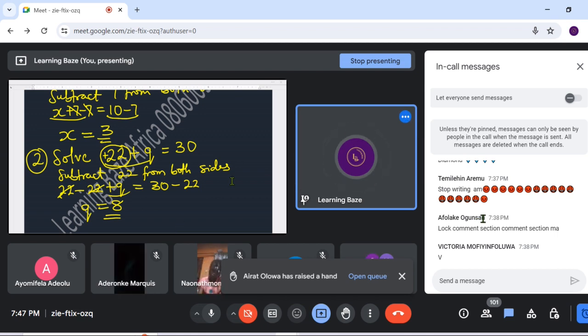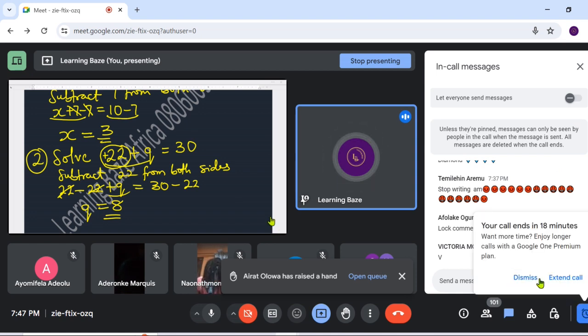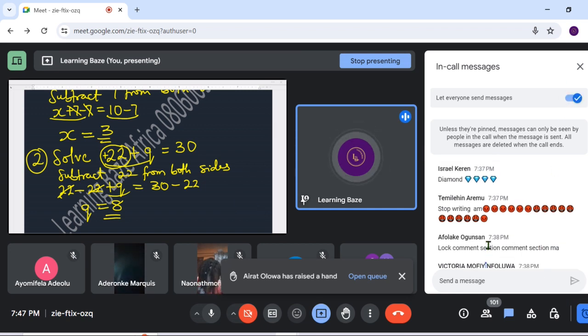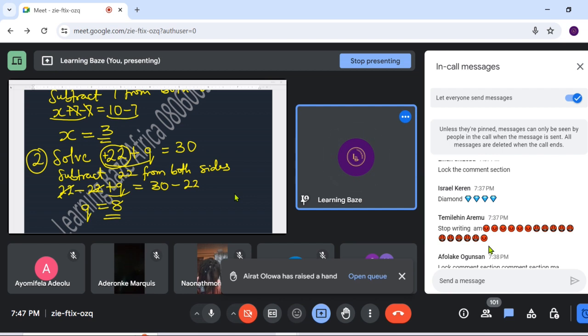H plus 12 equals 22. What is h? You're meant to solve it. 5, 4, 3, 2, 1. Post your answer now. What is the value of h?